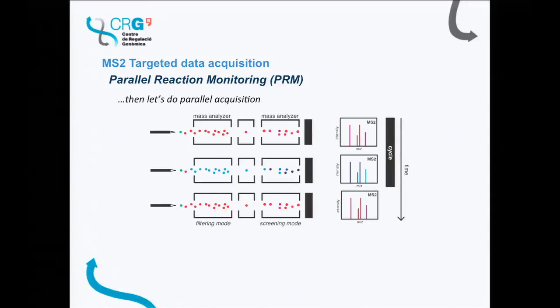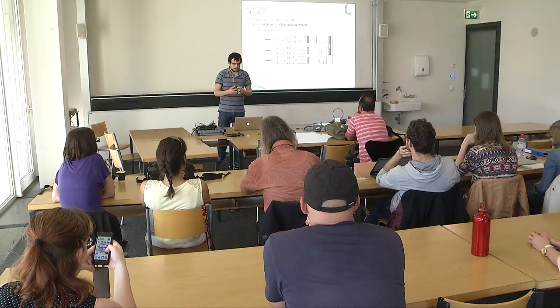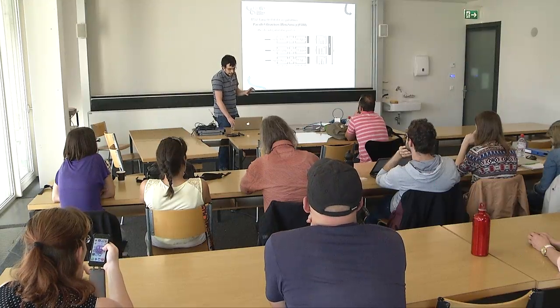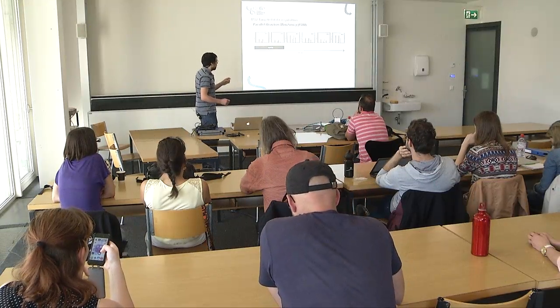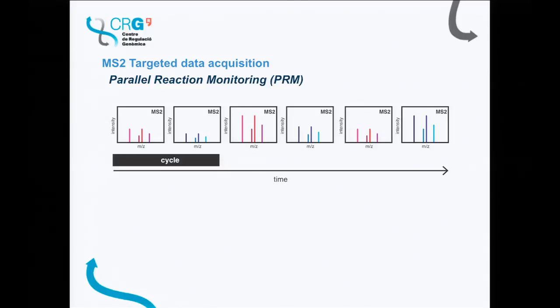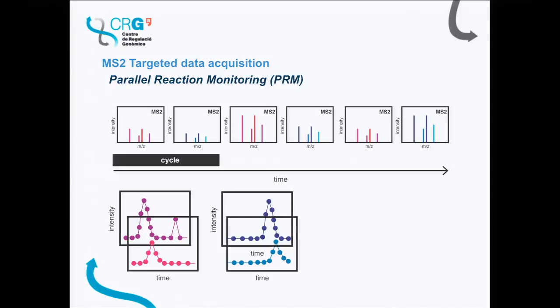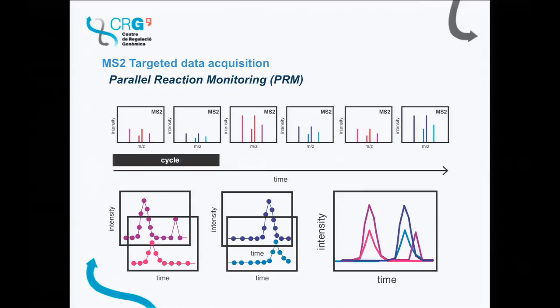So in PRM, we have the first mass analyzer in filtering mode and the second mass analyzer in scanning mode. And then we can align all these MS2 spectra that we acquire in each round and do the extraction of the peaks, as you have been practicing during the tutorials with SRM data and SWATH data, right? So we can interrogate how each of the fragments are eluting along time, and then identify co-eluting fragments and therefore quantify and identify our peptides of interest.